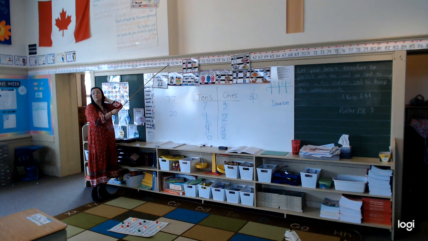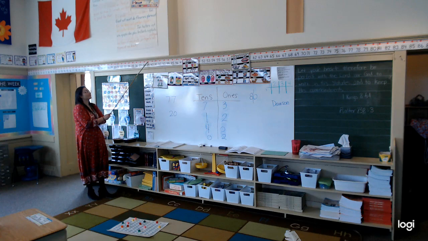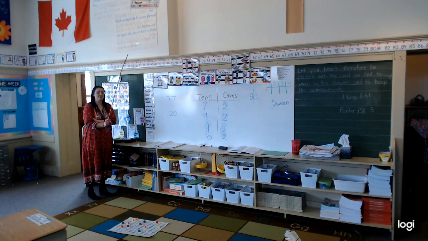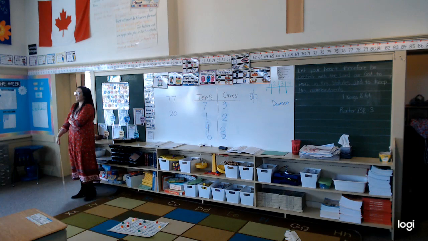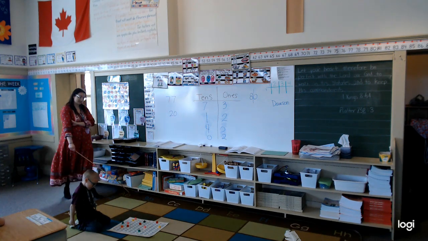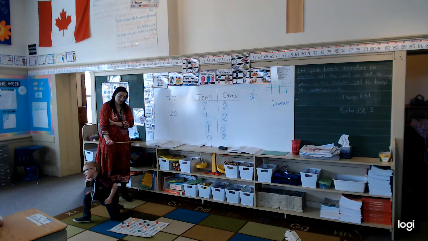You guys ready? 1, 2, 3, 4, 5, 6, 7. What number, Jordan F? 37. 37. Beautiful. Come on up and put your counter on the number 37, Jordan. Look in the 30s. Beautiful. Very good job.